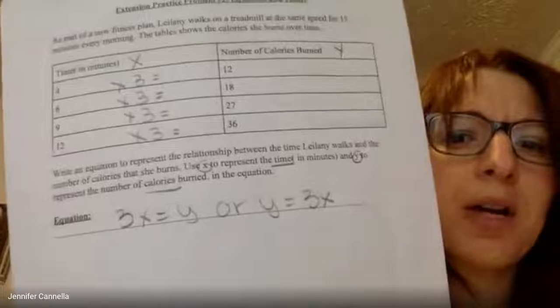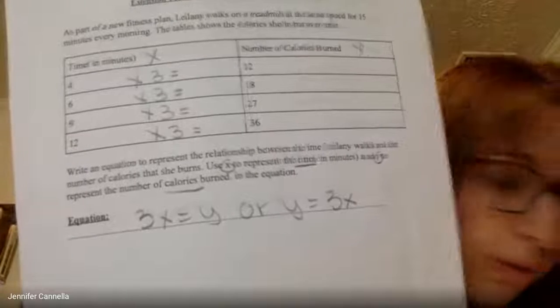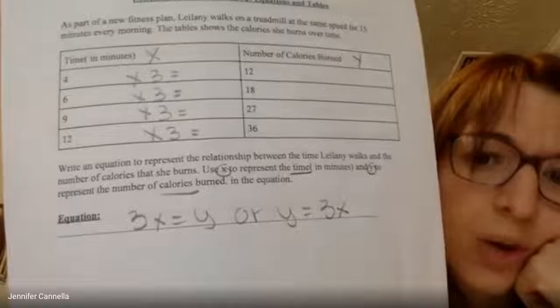3x equals y, or y equals 3x. Either one is the same thing. So this is what you should have. One of these equations is fine. Just remember, an equation has an equal sign. It has an x and a y according to this question. And the x is the rule that you do in order to get your y. Any questions?